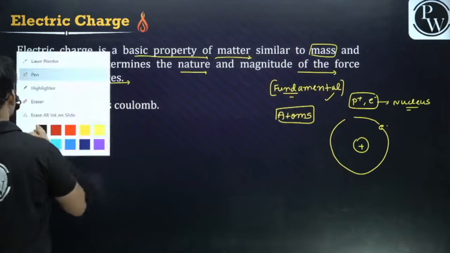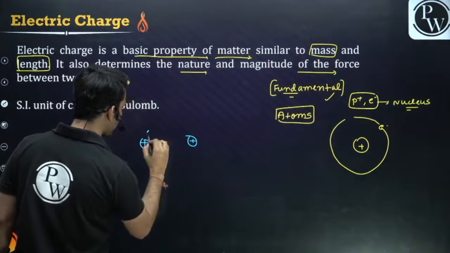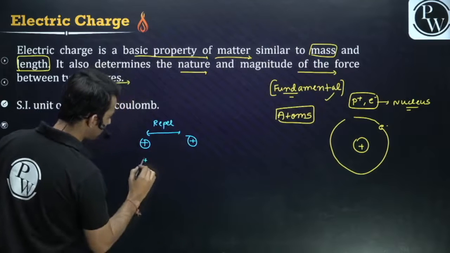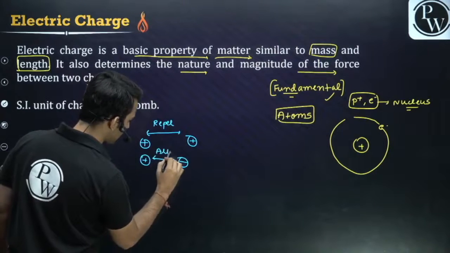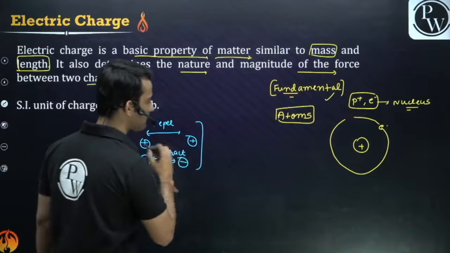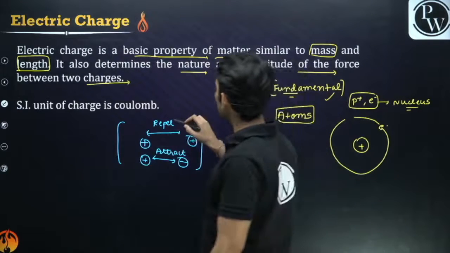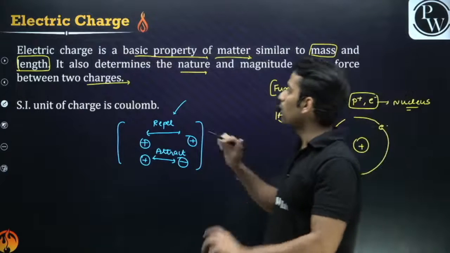Now what is the meaning of this statement? Suppose the charges on two bodies are positive, so obviously the force will be repulsive, they will repel each other. But if one is positive and the other is negative, we know that opposite charges attract. So the type of charge between the bodies determines the type of force, whether the force between the charges is repulsive or attractive. Now, what is the SI unit of charge?